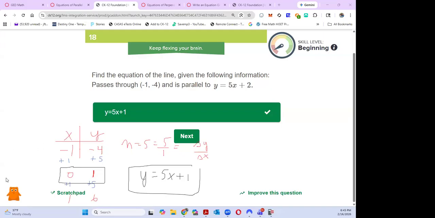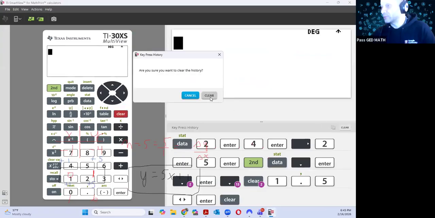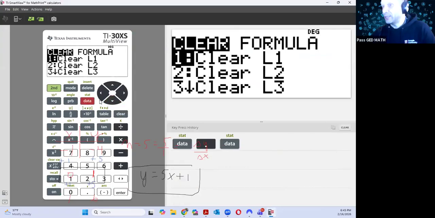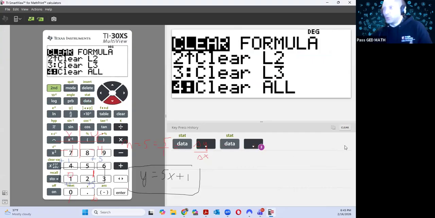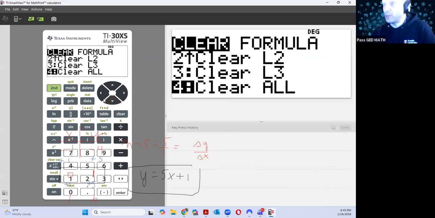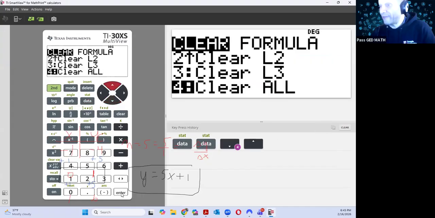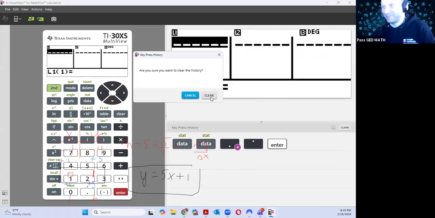To get a second point, get the second point, use your calculator. Let me clear everything out first. Let me clear my data. And again, these are all steps you should be going through. Do I know how to clear my data if I have something there already? Do I know how to put the numbers into this calculator? You have to practice until you know it.